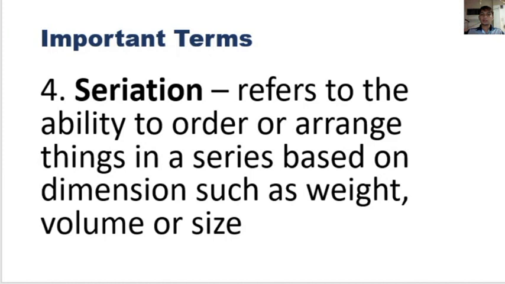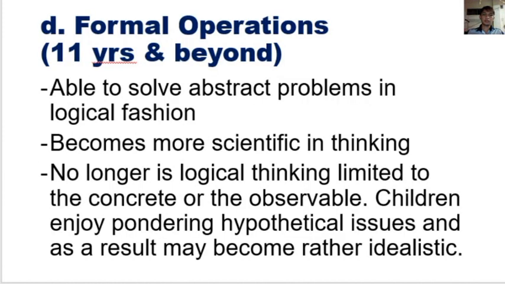Now, number four, we have what we call seriation. So this refers to the ability to order or arrange things in a series based on dimensions such as weight, volume, or size. So children at this stage can now do ordering or arranging things based on a certain property of the object that they are observing.